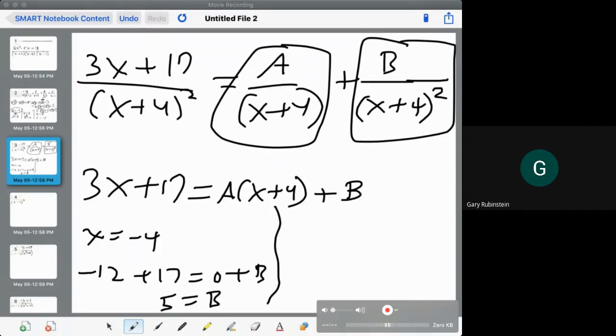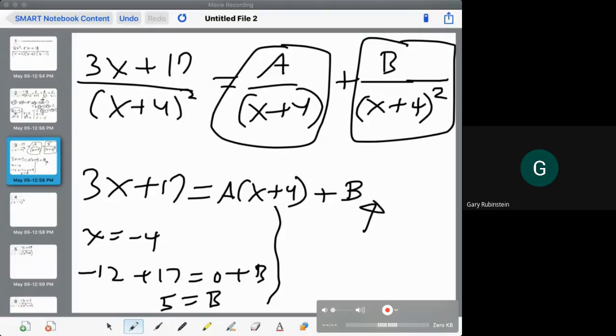But there's no convenient value to make the b disappear because there's nothing here to plug a number into to make the b vanish. So how are we going to complete this question since we only know what b is? So what do you think we should do? That is one way to do it.